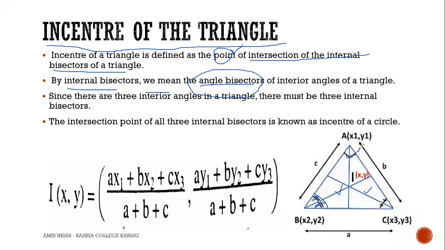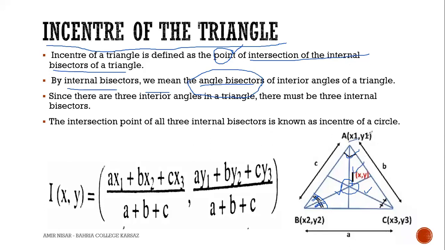And once again, this line is also an internal bisector. Why are we saying so? Because again, this line is dividing this angle into two equal parts. So the line which divides an angle into two equal parts is called internal bisector. And for this triangle, you can see three internal bisectors and they meet at this point I. So the meeting point of the internal bisectors is called in center.